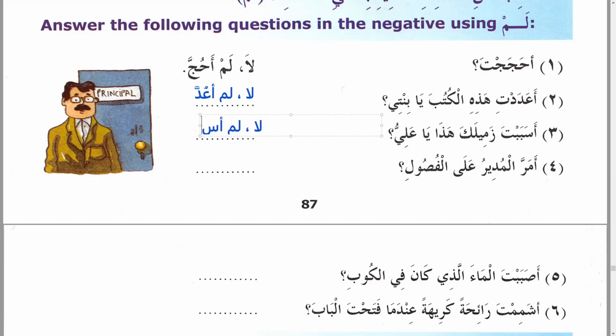Asubba. It's nasara, right? So لا لم أسب. You have to give عين كلمة سين ضمة. أمر المدير على الفصول. Did the principal pass by the classes? لا لم. He did not pass by. He, right? No, I. It's not I now. It's he.